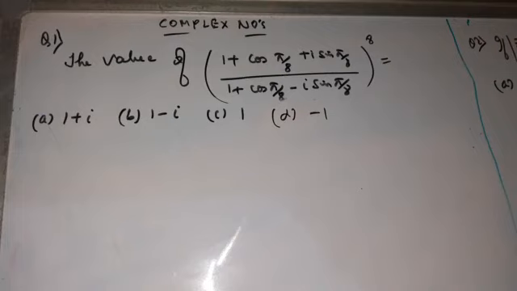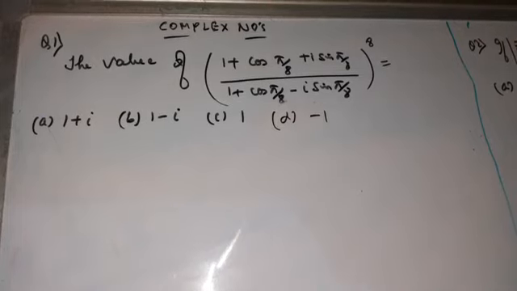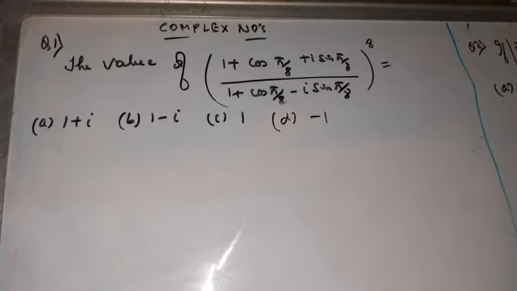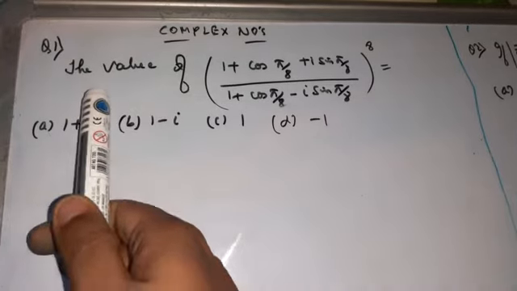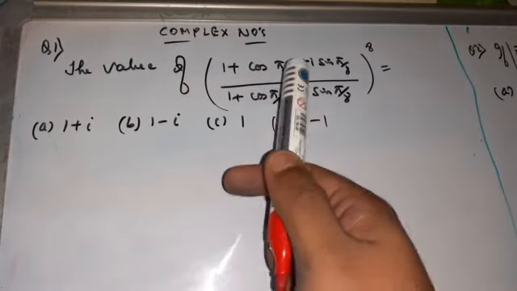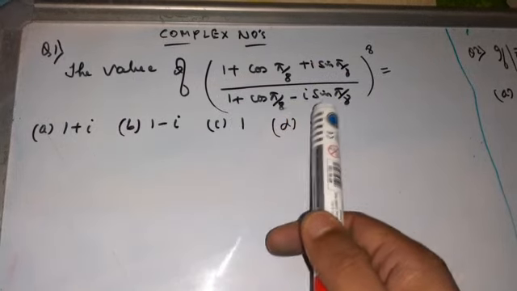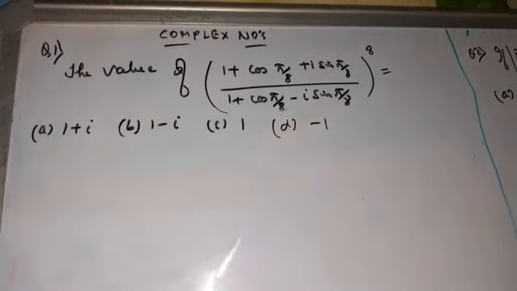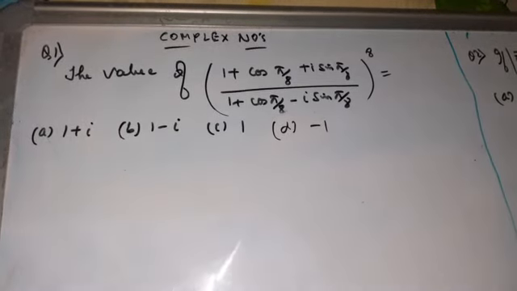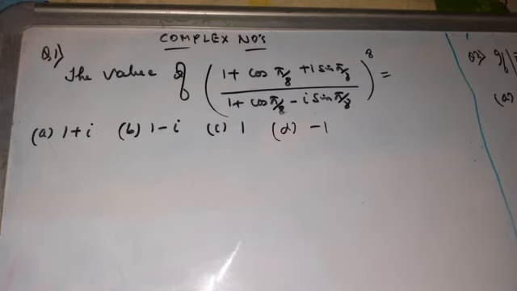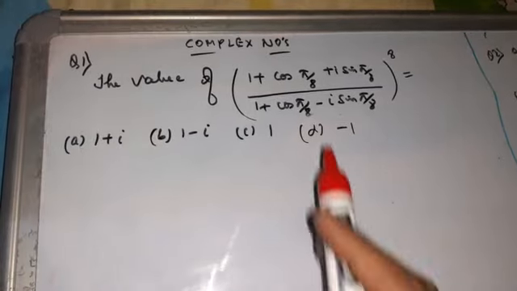Hi guys, today I have brought for you some important questions that may come in your upcoming exams for the chapter complex number. As you can see on the board, the value of (1 + cos π/8 + i sin π/8) / (1 + cos π/8 − i sin π/8) raised to the power 8 is, and the options given are 1 + i, 1 − i, 1 and −1.